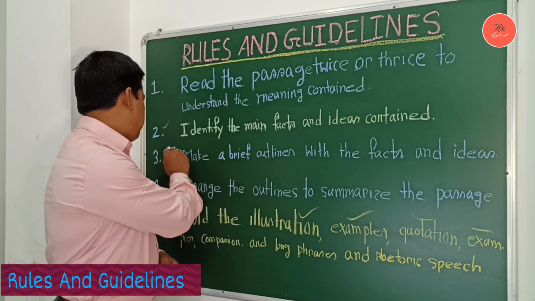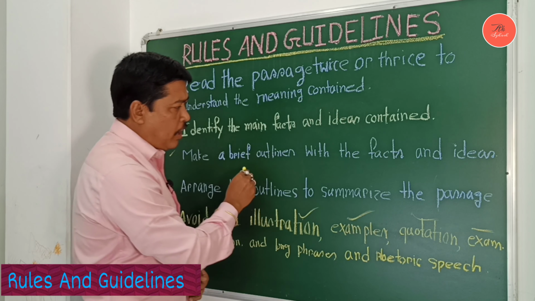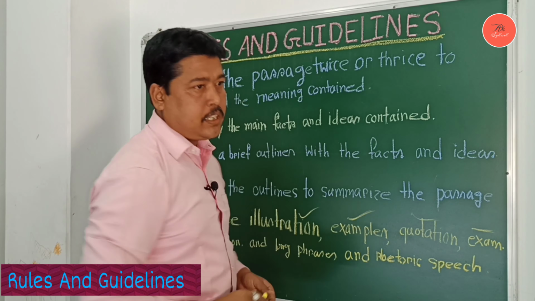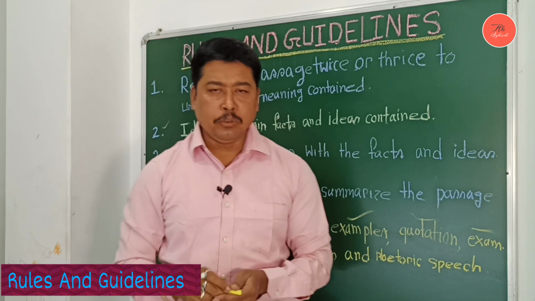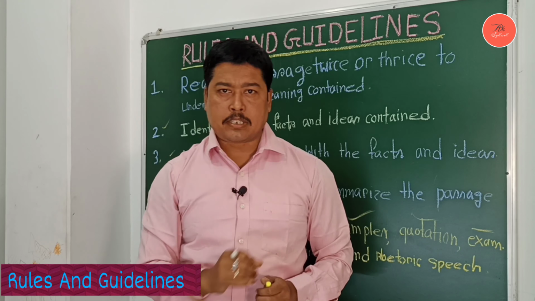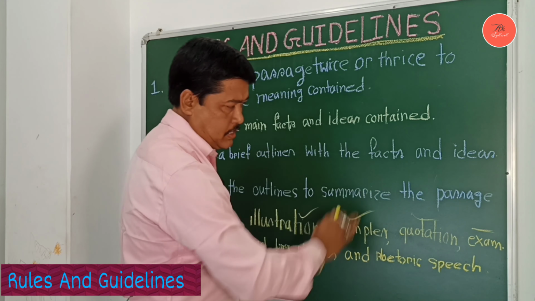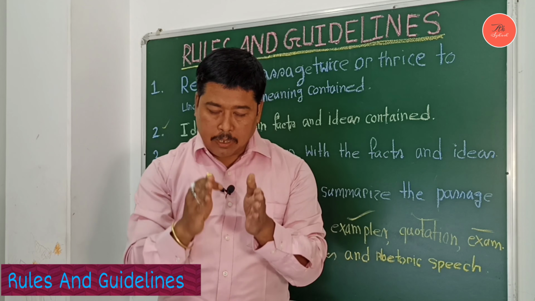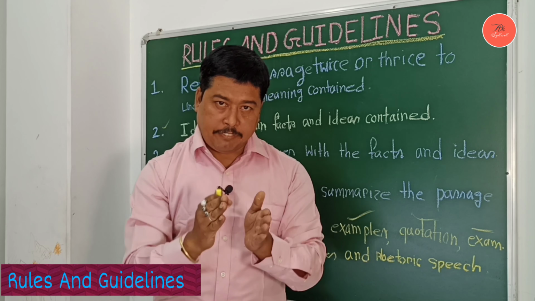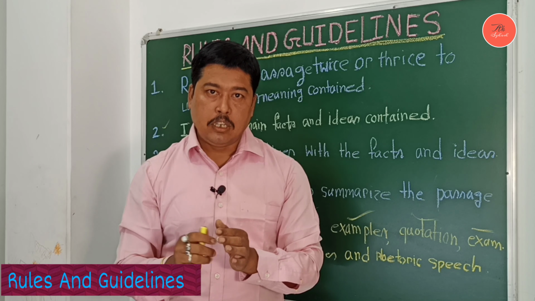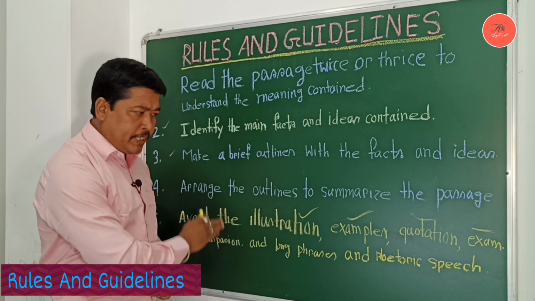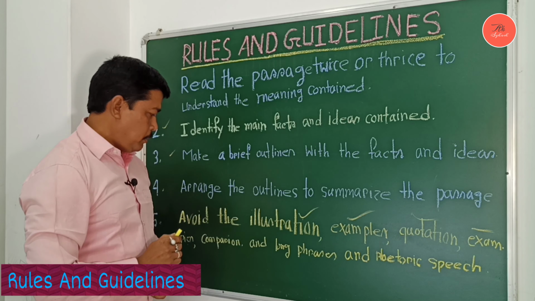Guideline number 3, make brief outlines with the facts and the ideas. Now you will have to make outlines with the ideas and the facts. Arrange the outlines to summarize the passage. You will have to think with the outline. You will have to think with the facts and the ideas to write in your own language. This is another very essential rule and guideline.